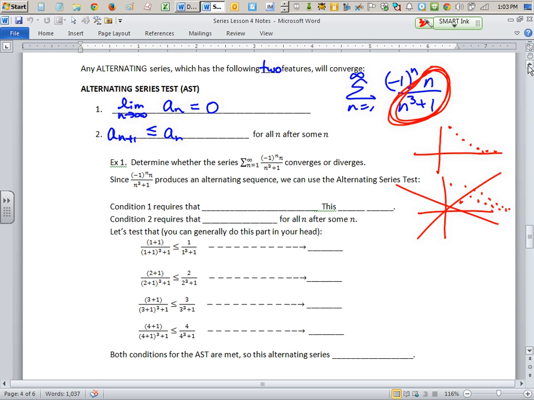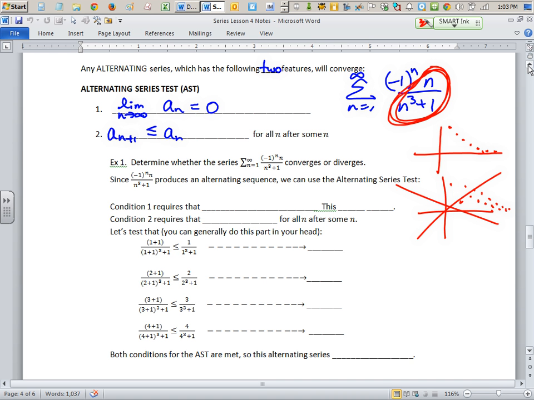It needs to approach 0, and it needs to do it in one direction. In a monotone way. One direction.